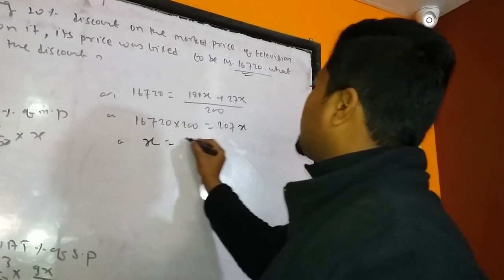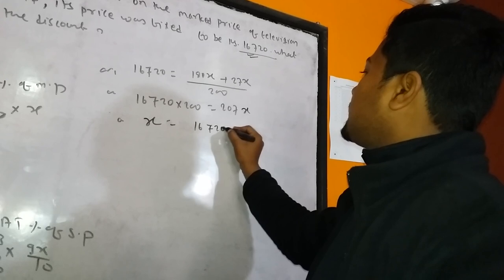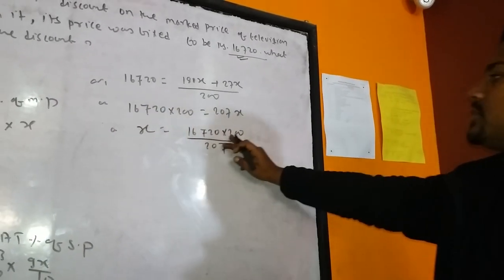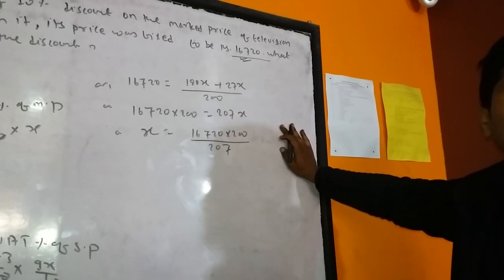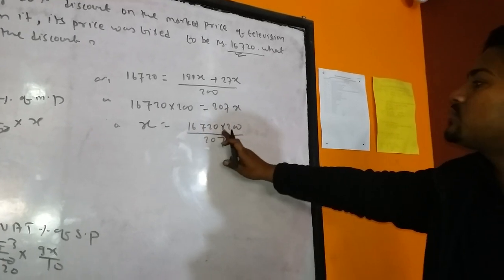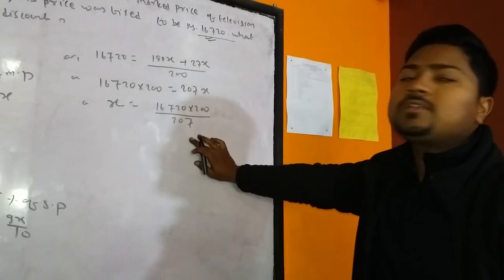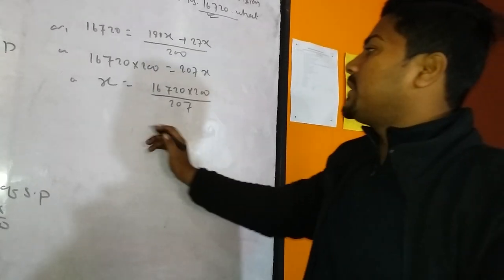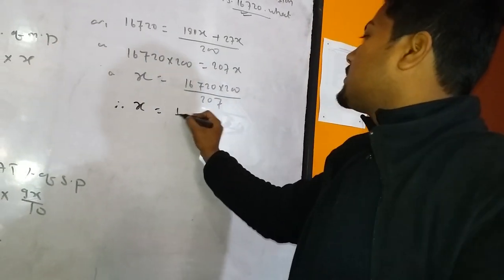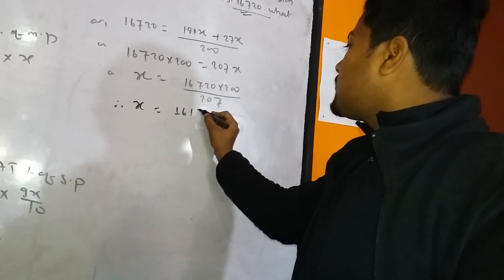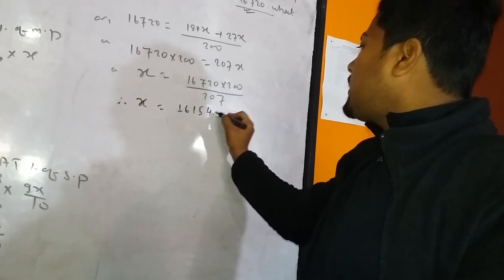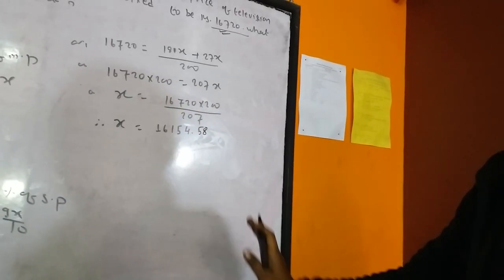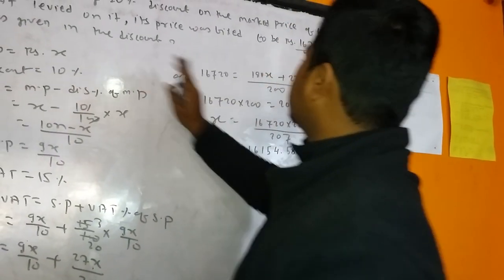So now x is equal to what will come? 16,720 into 200 divided by 207. Please do the calculation: 16,720 into 200 divided by 207. What will come as the x value? 16154.58. Okay, now tell me, the x value, what comes? 16154.58. So x value means here the mark price has come like this.